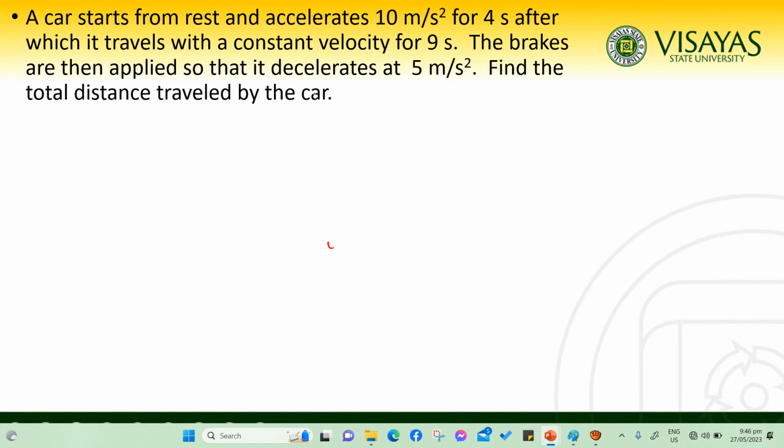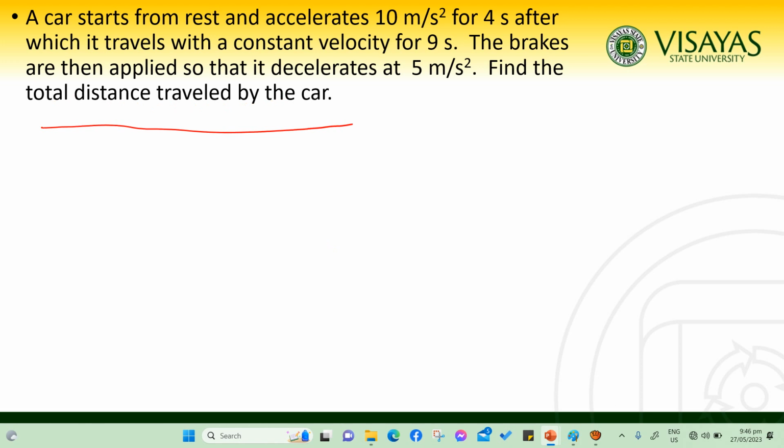So you have here a car starts from rest and accelerates 10 meters per second squared for 4 seconds, after which it travels with constant velocity for 9 seconds. Then brakes are applied so that it decelerates at 5 meters per second squared. Find the total distance traveled by the car. Okay, so I'm going to draw the system like this.